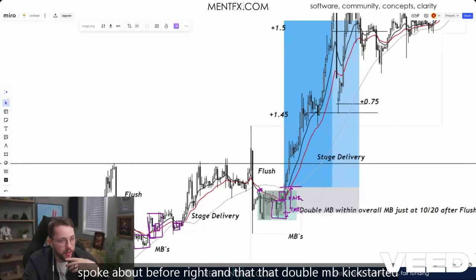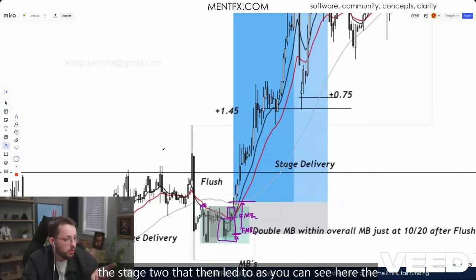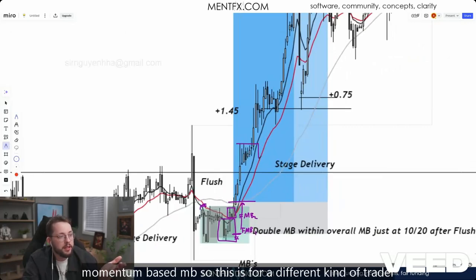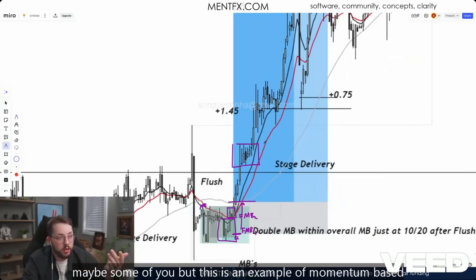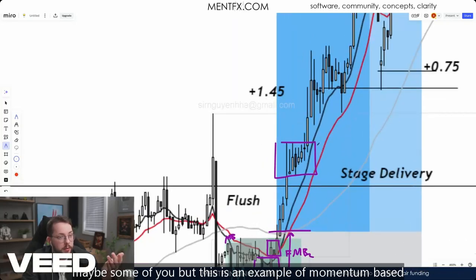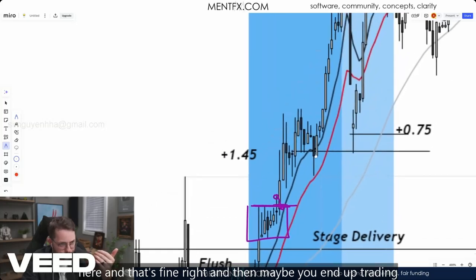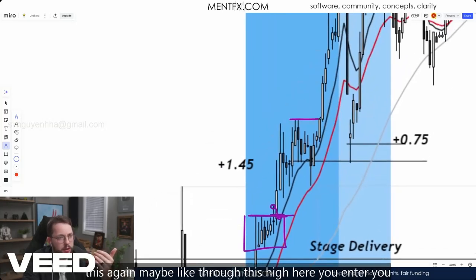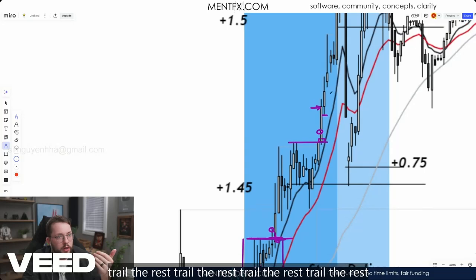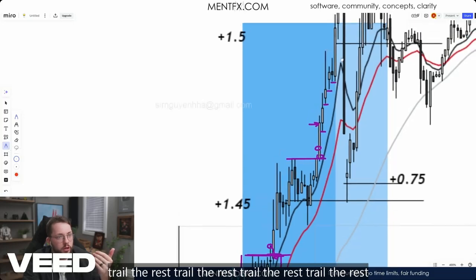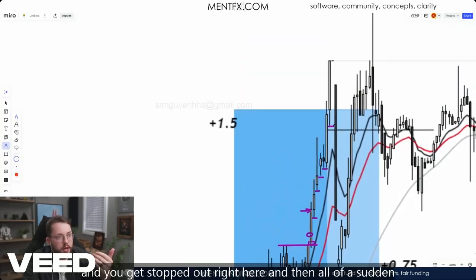And that double MB kickstarted the stage 2 that then led to, as you can see here, the momentum-based MB. So this is for a different kind of trader, maybe some of you, but this is an example of a momentum-based MB where if you enter through this high, I'd probably even break even on this candle and get stopped out already right here. And that's fine, right? And then maybe you end up trading this again, maybe through this high here, you enter, you move to break even, you take a partial, you trail the rest, trail the rest, and you get stopped out right here.